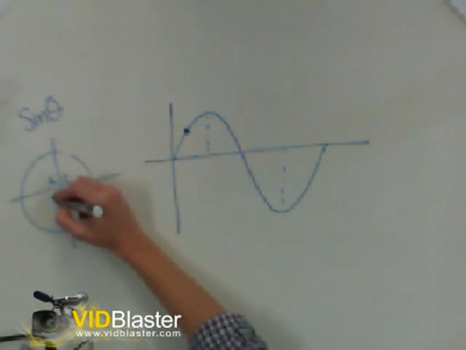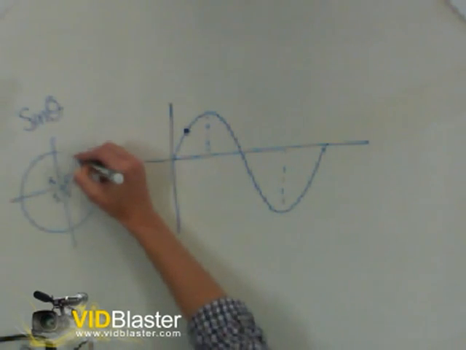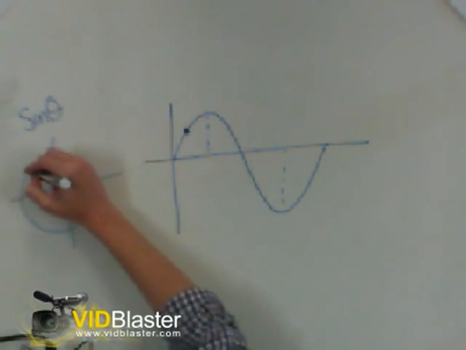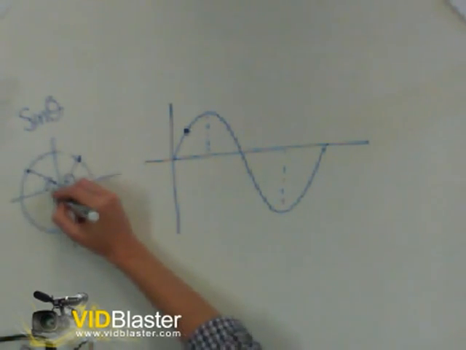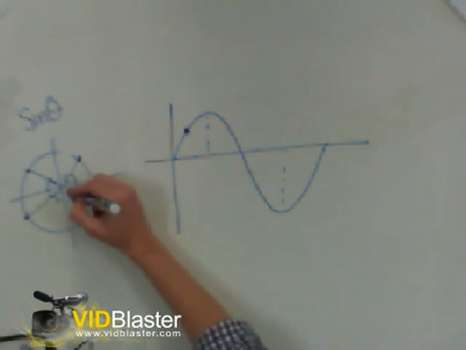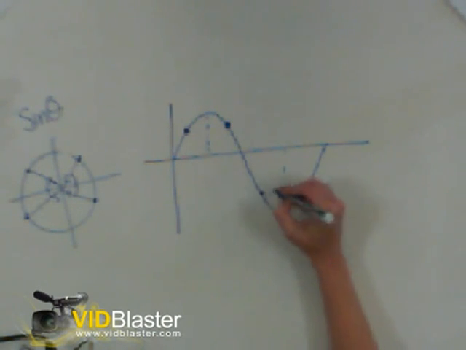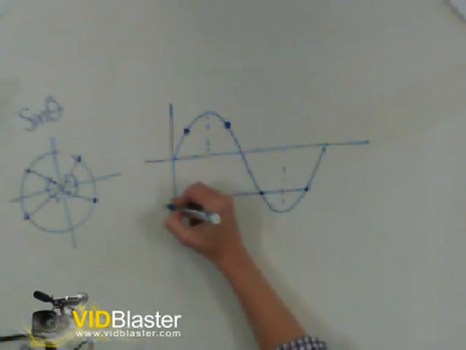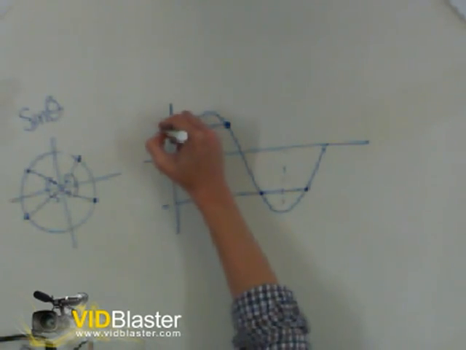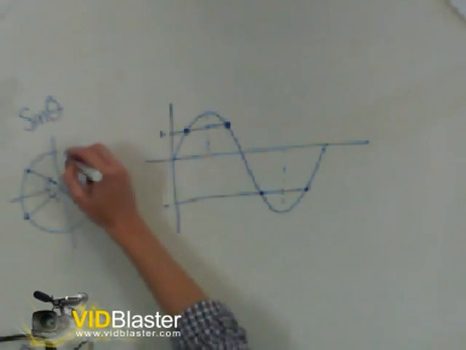And if we look at our CAST diagram, there are 4 places where we will have exactly the same answer, and they differ only in their sign. So these answers will be negative, these answers over here will be positive, but there are 4 places.